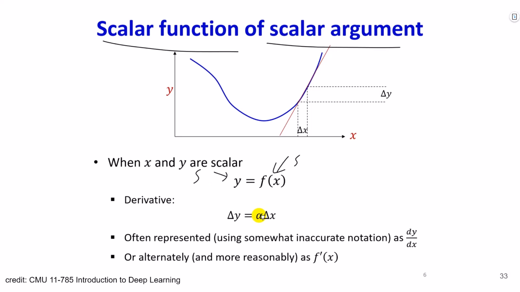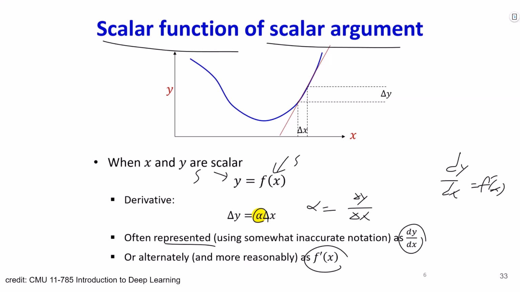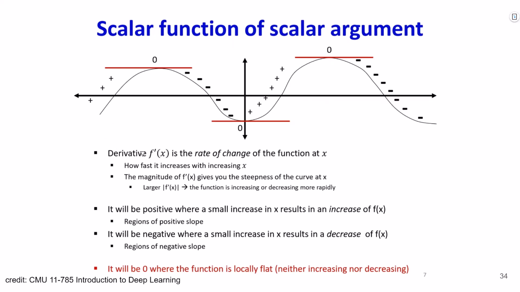And the derivative is, as I told you, alpha, the ratio between the increment of y and the increment of x, often represented as dy dx. Or alternately, we sometimes use f prime x to represent this value. So dy dx equals f prime x. They represent the same concept. And the derivative f prime is the rate of change of the function at point x, how fast it increases with increasing x. And the magnitude of f prime x gives you the steepness of the curve at x.